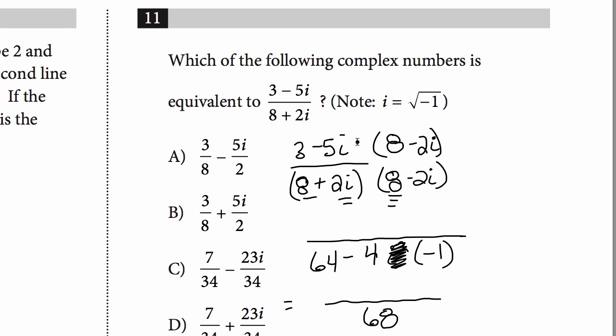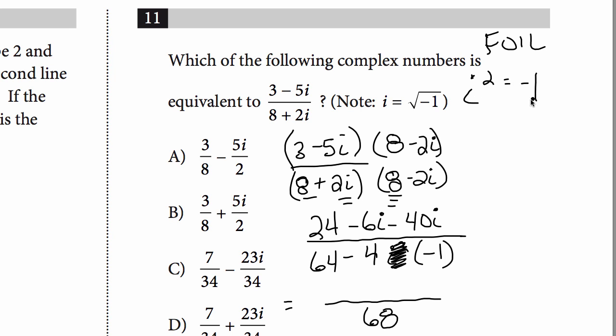Okay, what about the top? Let's FOIL the top. And again, you're just foiling, right? First, outer, inner, last. So 3 times 8, 24. Inner, or it doesn't matter. We can do outer. -6i, inner, -40i, and last, that's 10 times i squared. But again, what is i squared? i squared is -1. So the last terms when you do them is 10 times -1. That's -10. Okay? Do the whole thing out on paper.